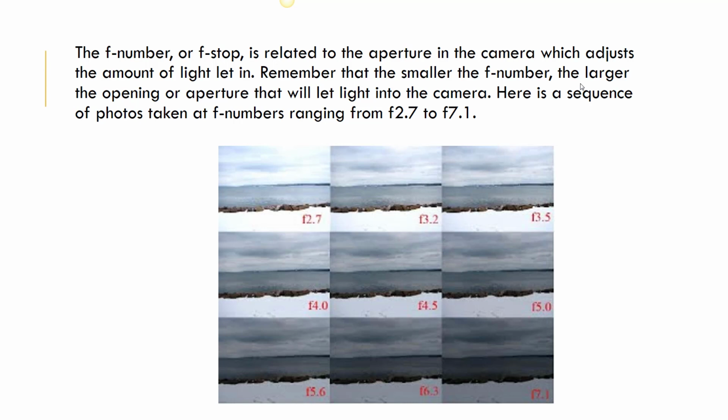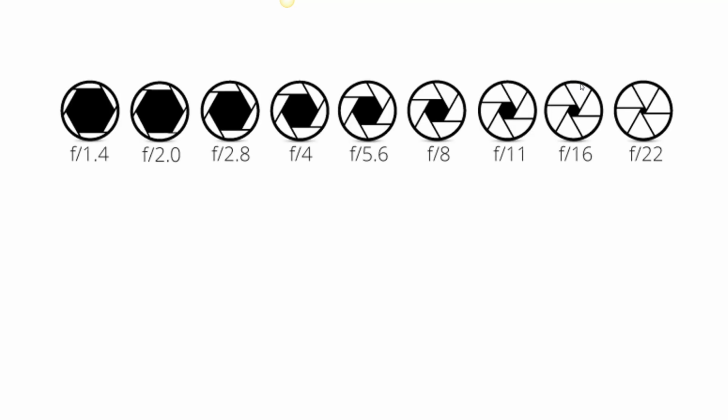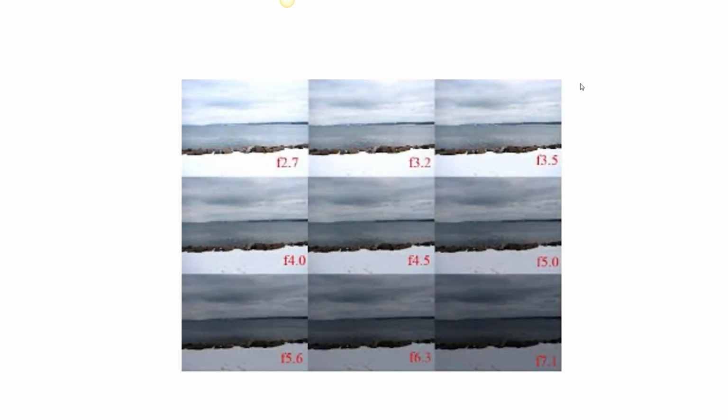Breaking this into smaller slides. So the f number, or f-stop, is related to the aperture in the camera, which adjusts the amount of light you let in. Remember that the smaller the f number, the larger the opening or aperture that will let light into the camera. Here's a sequence of photos taken at f numbers ranging from f2.7 to f7.1. Take a minute to see the difference in these photos.